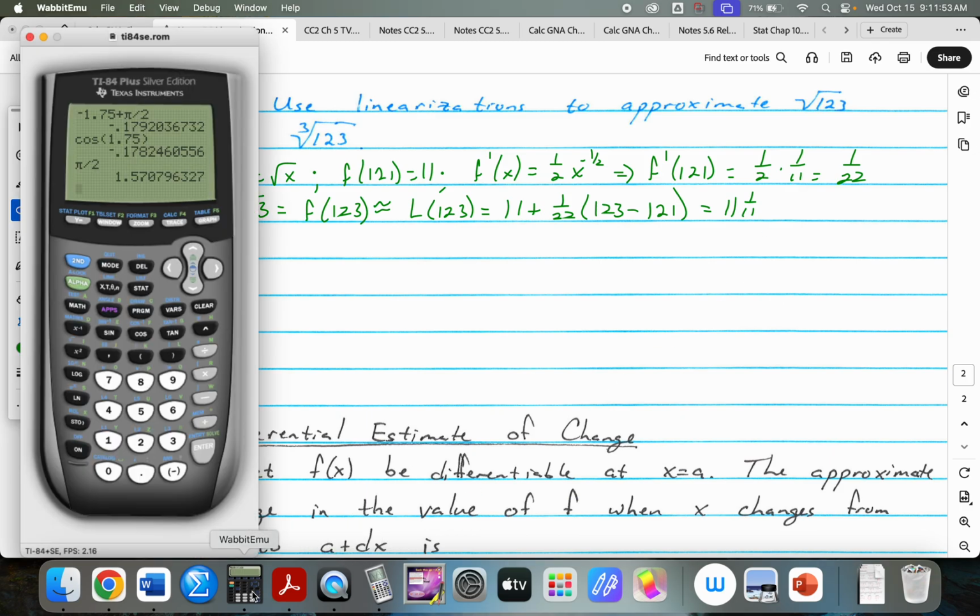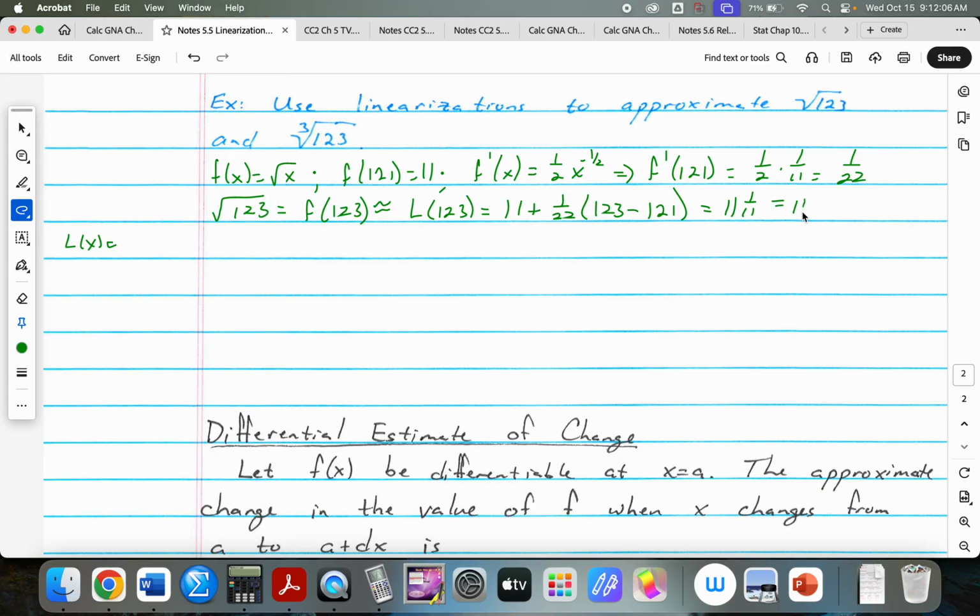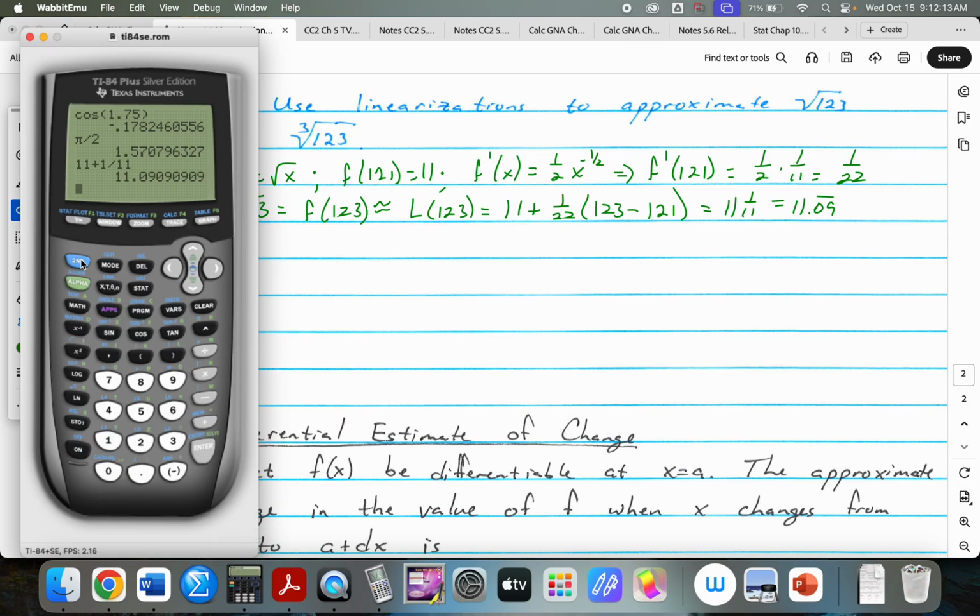And if you put that into a calculator, 11 plus 1/11 is 11.09 repeating. And the square root of 121, or 123, excuse me, is 11.0905. So again, very good, partly because I'm pretty close.